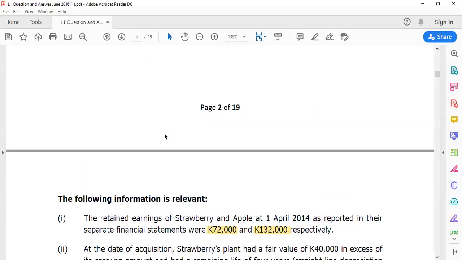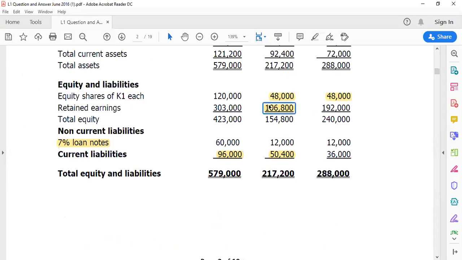How was the reporting? Oh, yes, there we go. That 106,800. You see that? Yes. So we have those figures. What else do we have?